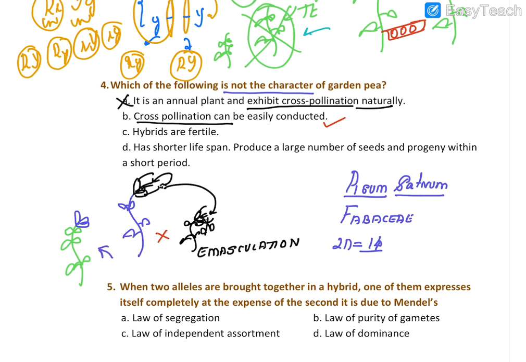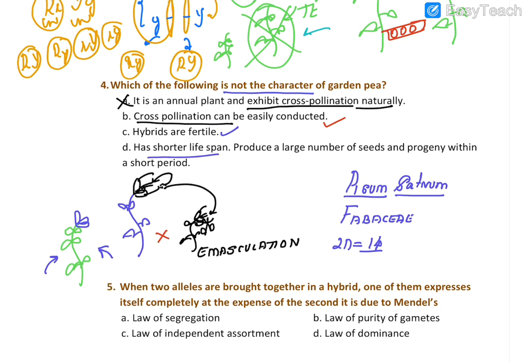That means these plants are fertile and they produce the seeds. So even the third statement is correct. Hybrids are fertile. This we call as hybrid. That is produced only after genetic cross.